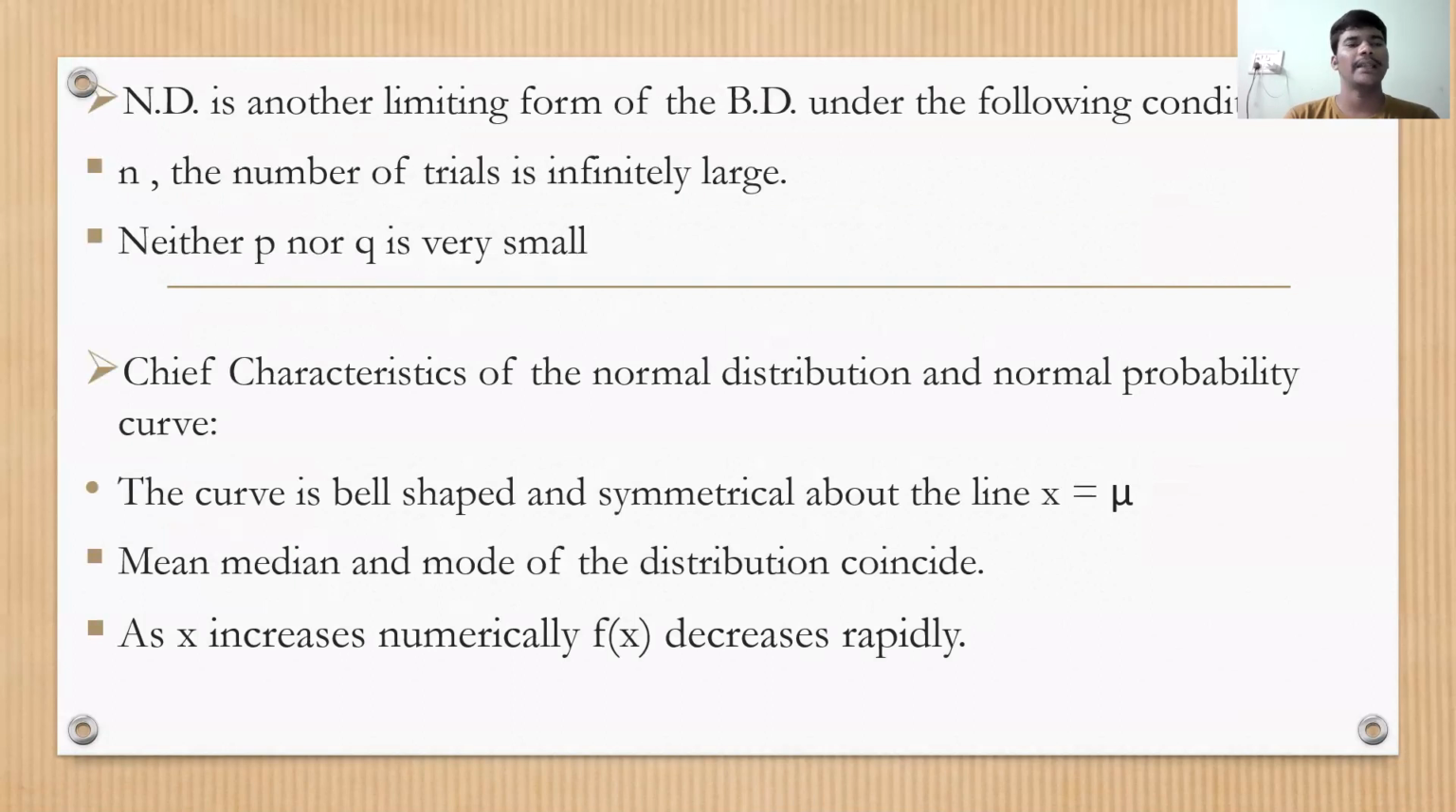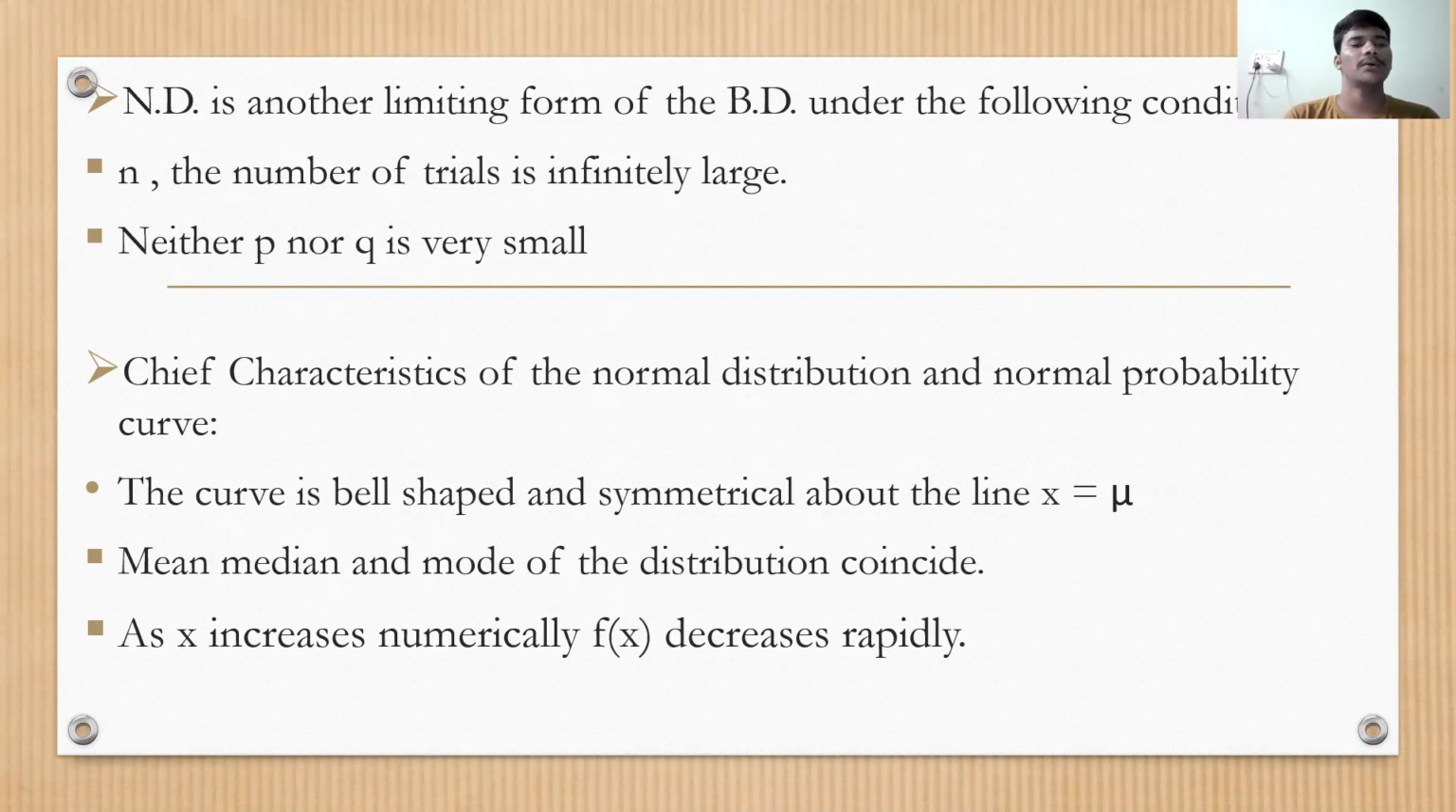And normal distribution is another limiting form of the binomial distribution under the following conditions: N, the number of trials, is infinitely large, and neither p nor q is very small. These are the two conditions for the normal distribution being a limiting form of the binomial distribution.